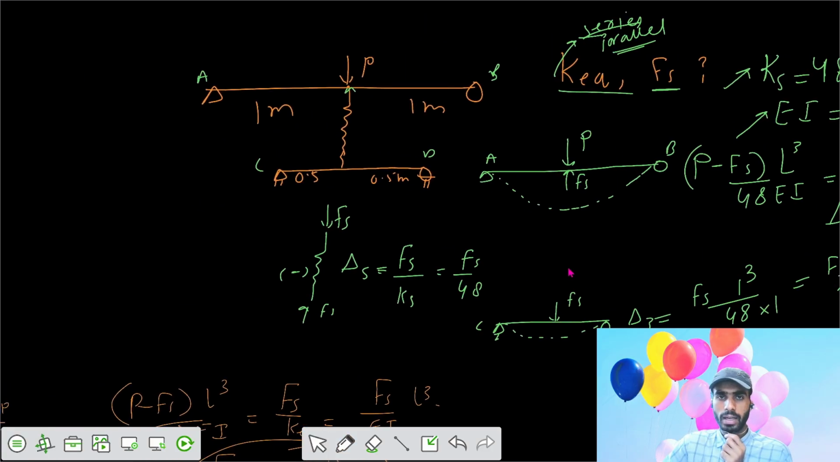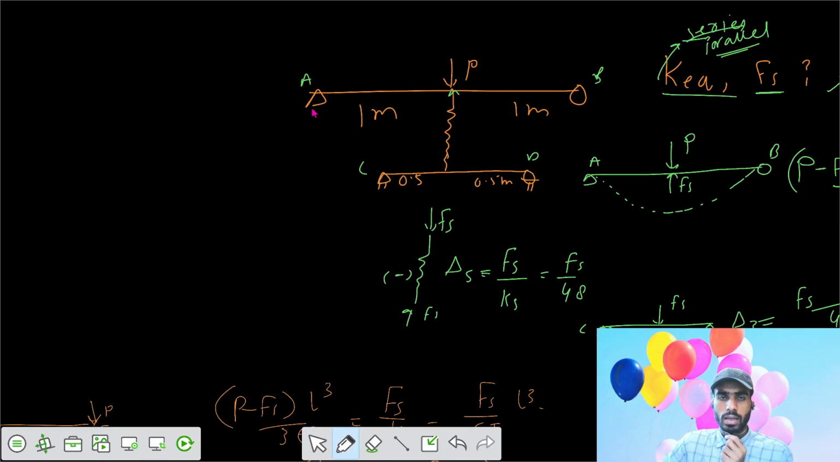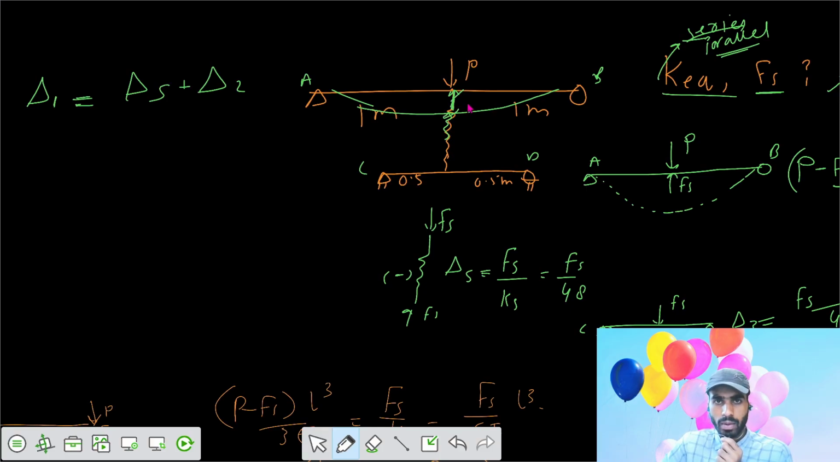And from the compatibility, we can write that delta 1 has to equal the compression in the spring plus the deformation in bar 2. So let's say it gets deflected by an amount delta 1. The spring has to go compressed by some delta spring, and after that the remaining amount has to be shifted, so this bar has to go down by that amount. So that is the compatibility condition.